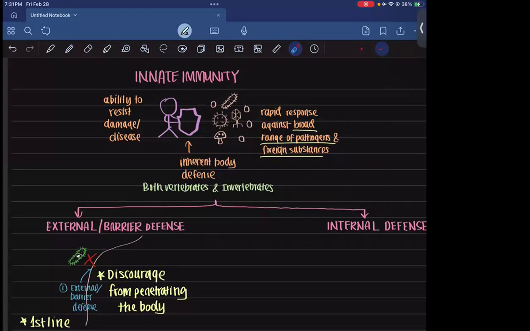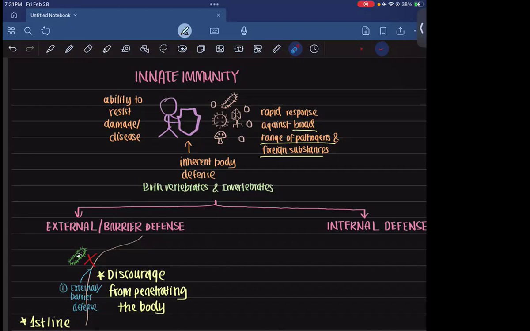So again, innate immunity. Repeat after me one last time. What is innate immunity? Innate immunity means you're going to resist against damage or diseases using inherent body defense mechanisms. Is it a rapid response or a slow response? A rapid response against whom? Against a broad range, not a specific range, of pathogens and foreign substances. This is known as innate immunity.